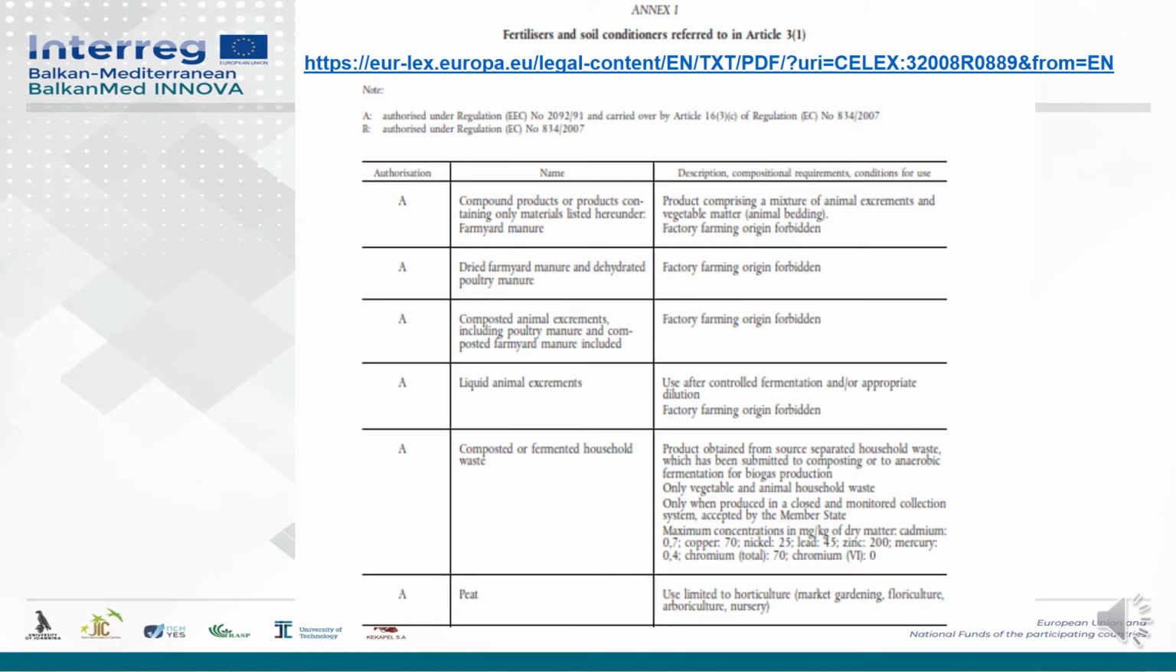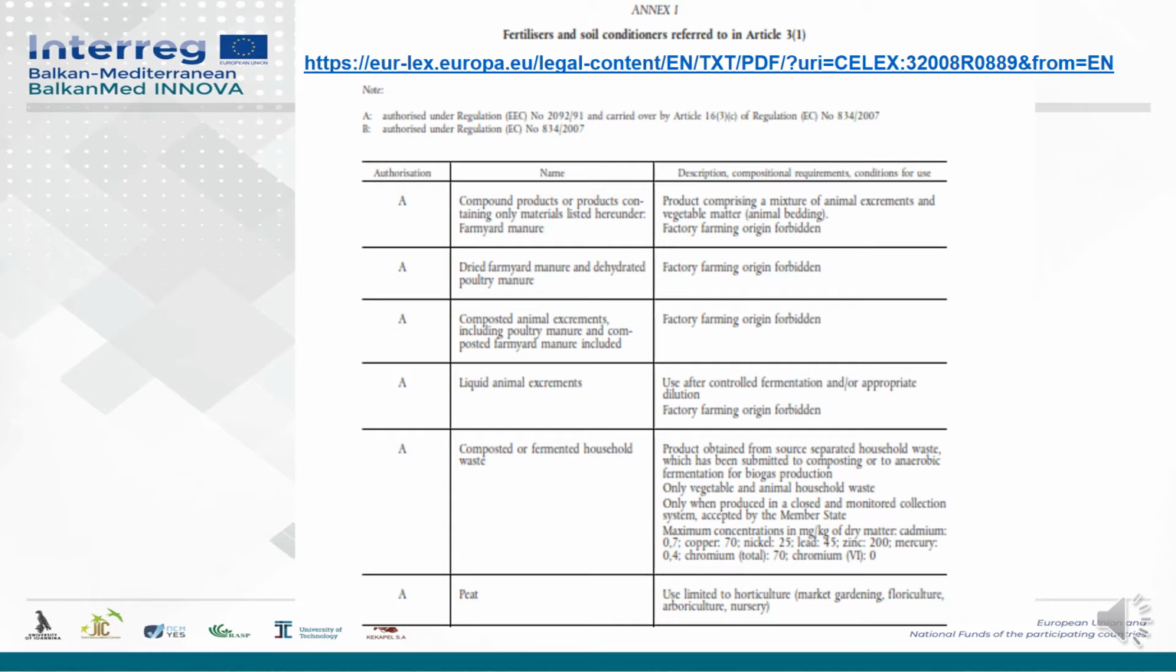Here you can see this Annex 1. Fertilizers and soil conditioners referred to in Article 3, paragraph 1. You can find it in the regulation, but however, in order to firstly have an idea, and then you can go deeper, we can discuss it here firstly. So what we see here is a list of different fertilizers and conditioners that can be used in organic farming.